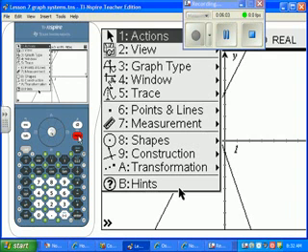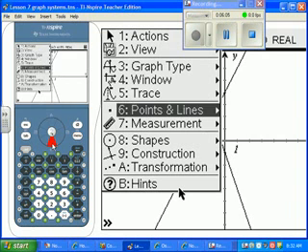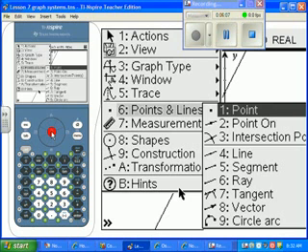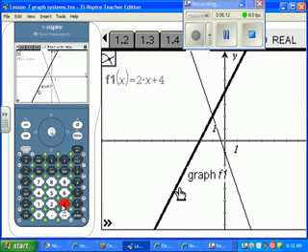Menu, good. Points and lines. Let's see if it works. Points and lines. Where do you see intersection point? Good, so go to 3, intersection point. So everything that we're looking for is in that menu, okay? So now what you're going to do is, you see how it highlighted one of them?